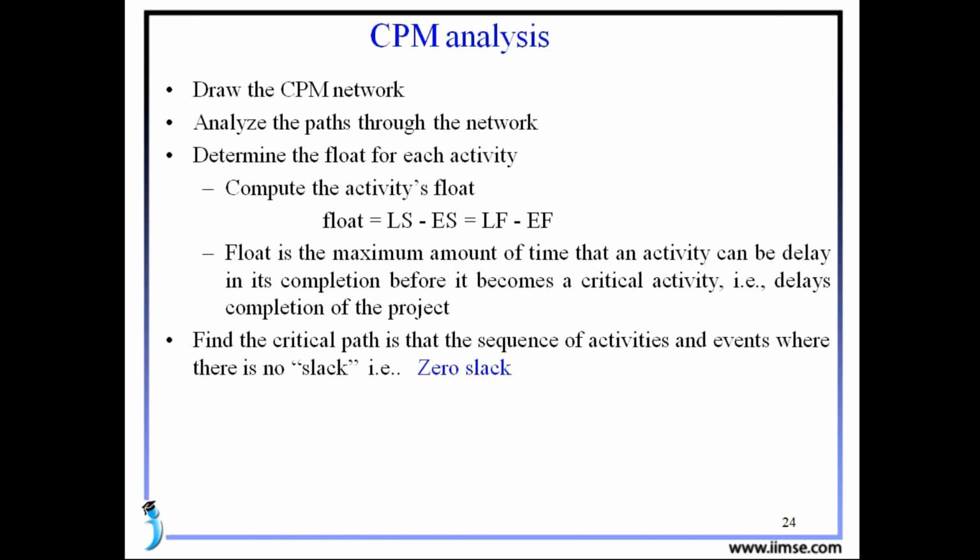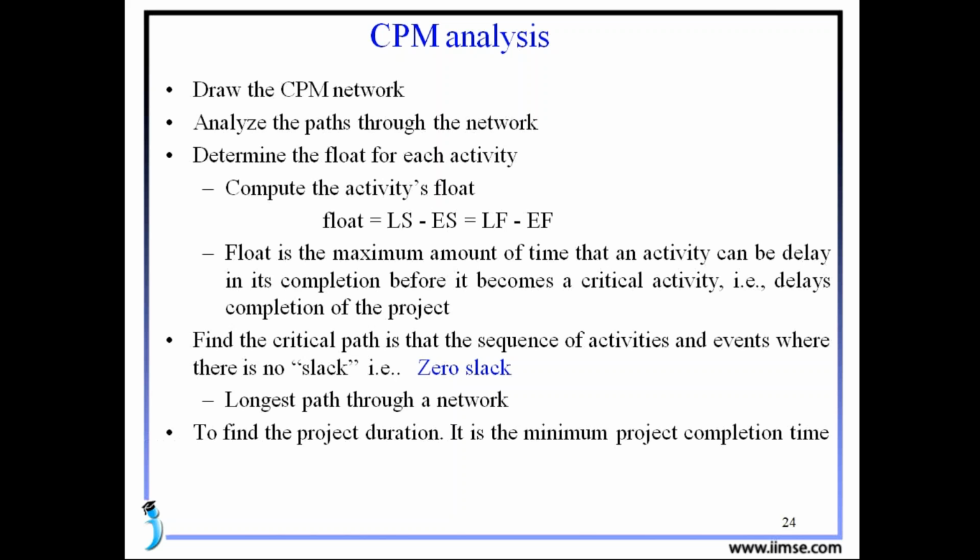See here, to find the critical path, it is the sequence of activities and events where there is no slack. That means 0 slack. It is the longest path through a network. To find the project duration, it is the minimum project completion time. That means there is a least duration. We cannot complete our project in less than that duration.